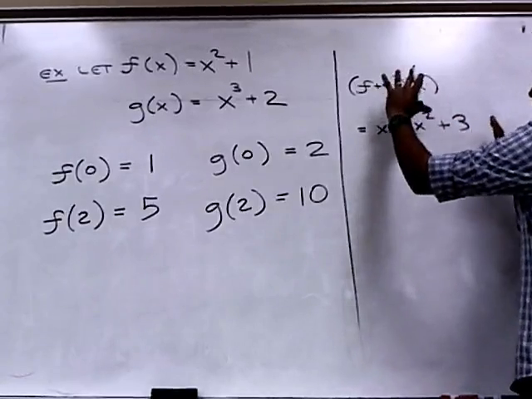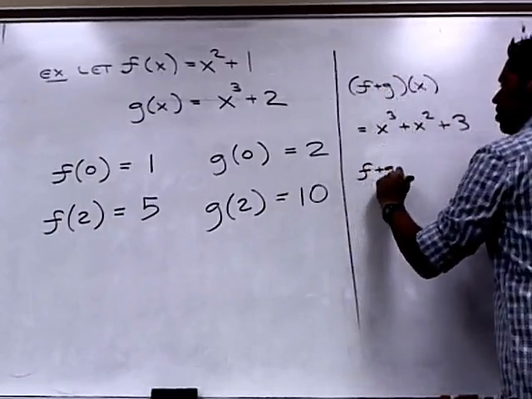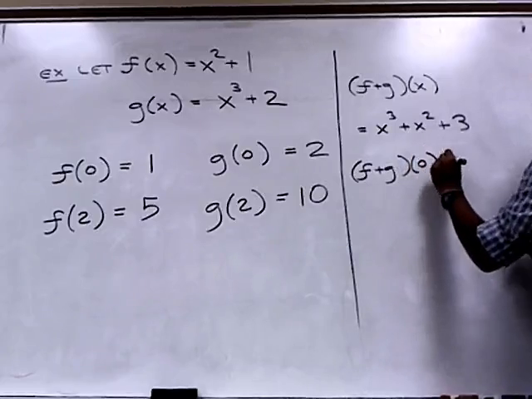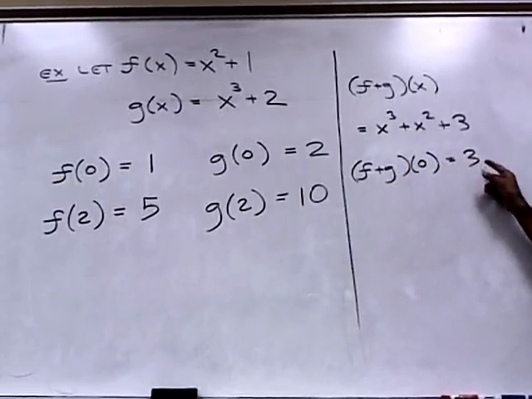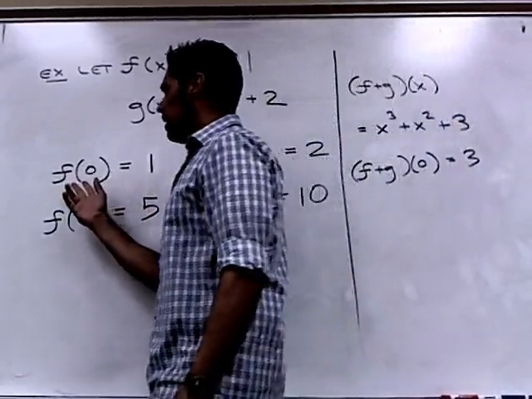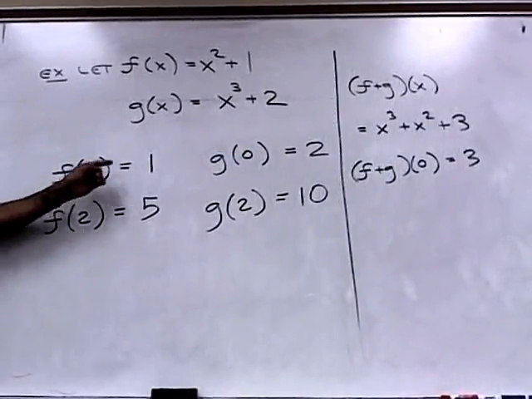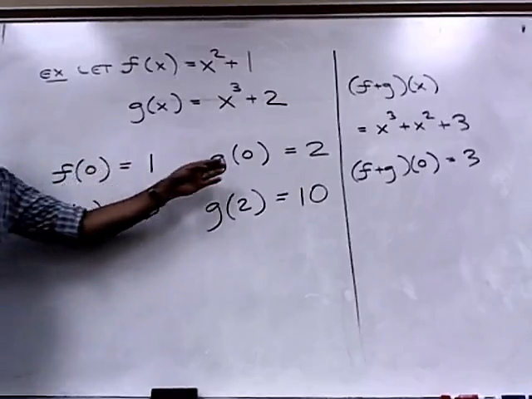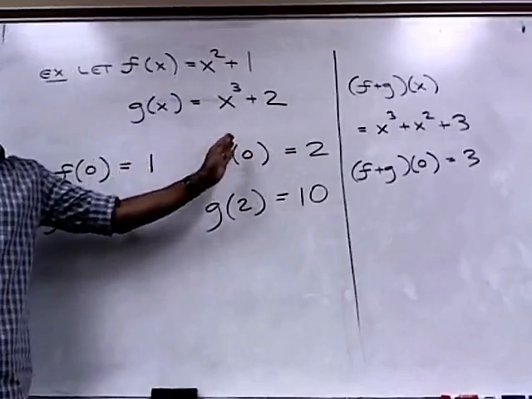Now, I would like for everyone together, as a group, to tell me what f plus g of 0 is. Right here. It's 3, right? F plus g of 0 is 3. Now come back over here. Ladies, what happened when I gave you 0? You gave me 1. Guys, when I gave you 0, you gave me 2. If I say add these two together, what do you give me?